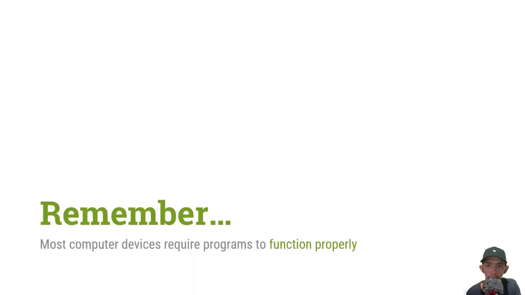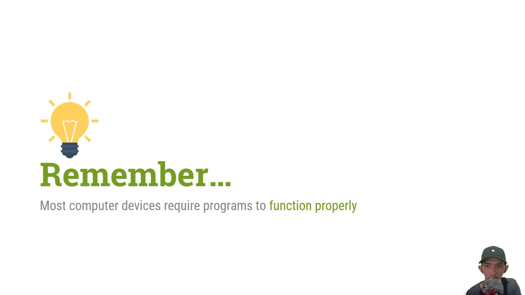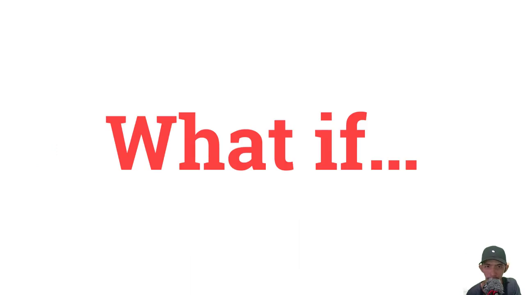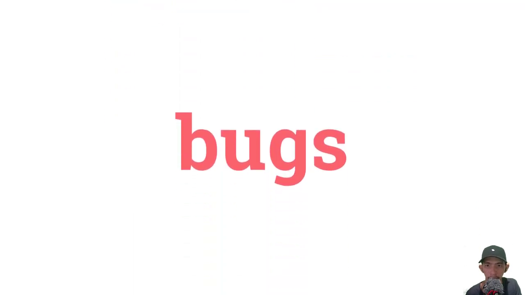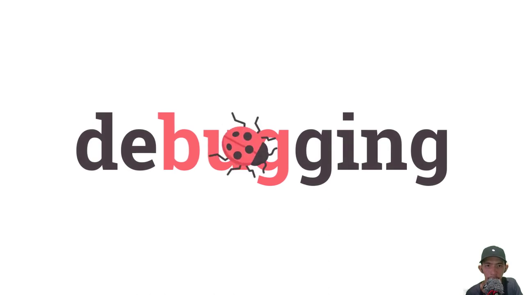And remember, most computer devices require a program to function properly. Now, what if it does not function properly? What if unexpectedly it doesn't work? Or let's say when I click this button, it should say hello and nothing happens. Or the user types an invalid password on your system, it should say invalid password, but still nothing happens. Maybe there is an error in your code, and those errors are called bugs, or a bug. And to fix those bugs, the term we use is debugging.